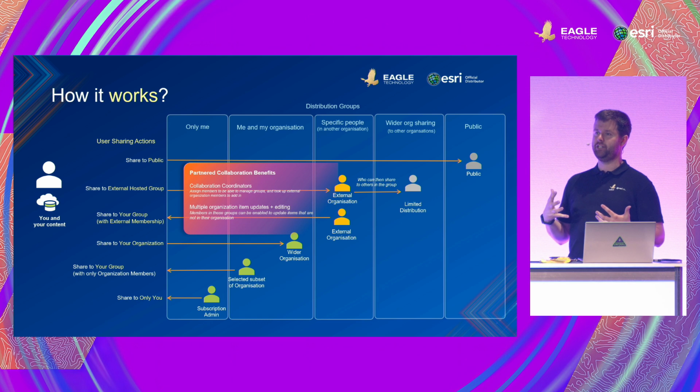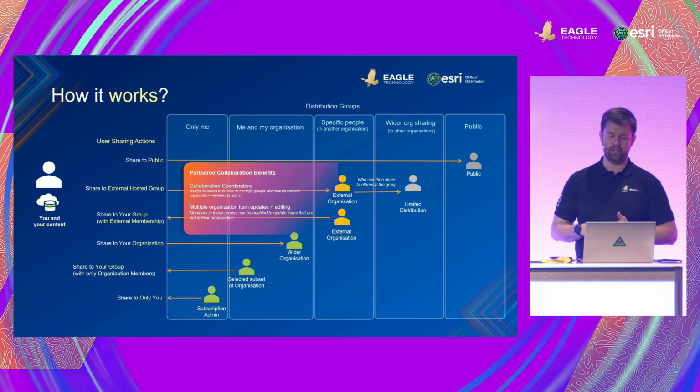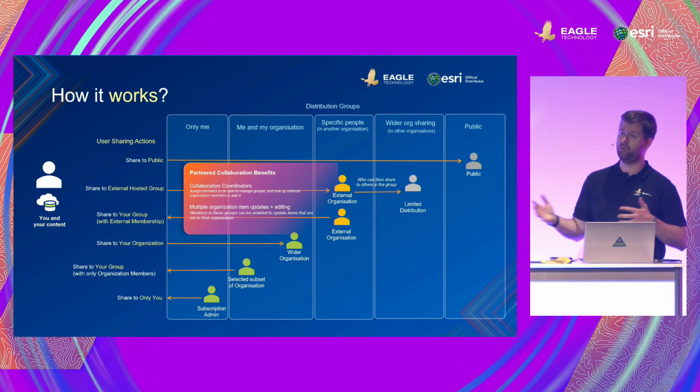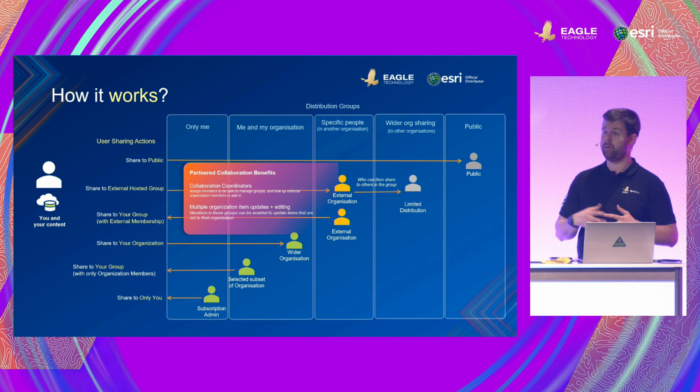And where partner collaboration comes into this pattern, if you're using ArcGIS Online, is it allows those top two tiers of sharing to an externally hosted group or sharing to a group that has external members in it. It allows you to onboard and offboard membership really quickly, and also introduces capabilities for the item itself, being able to say, have 10 organisations editing the same dashboard, if you had a workflow for that.